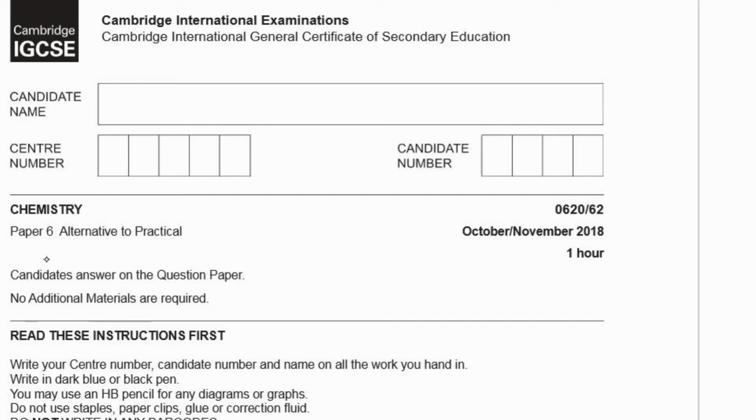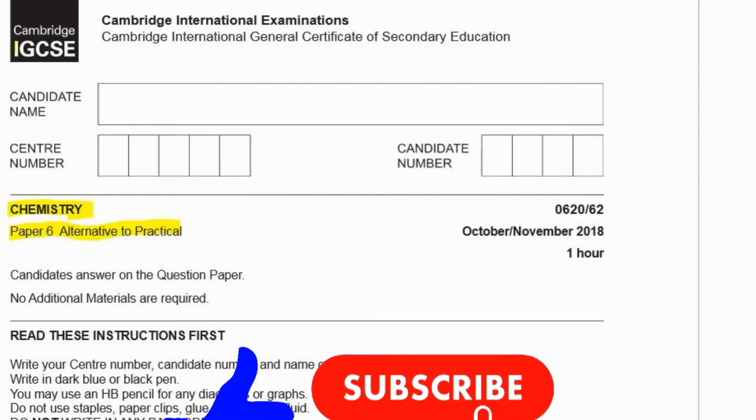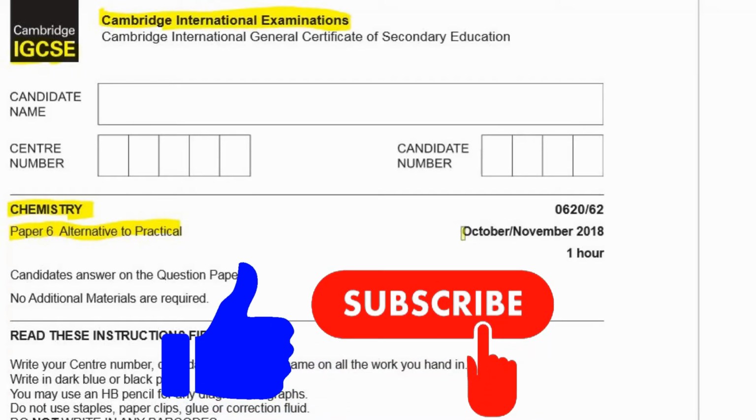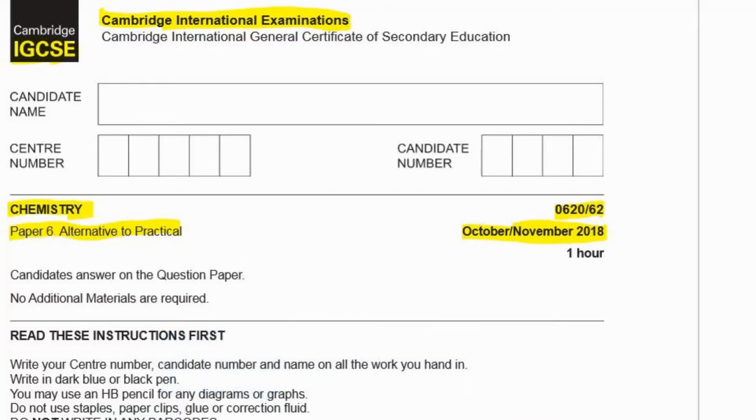All right, let's go through paper 6, which is the alternative to the practical for chemistry. This is IGCSE from Cambridge International Examination, CIE, from October-November 2018, variant 2, so the code is 0620/62. All right, let's get started.